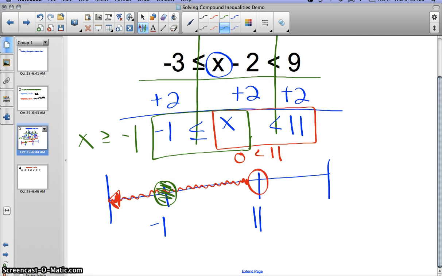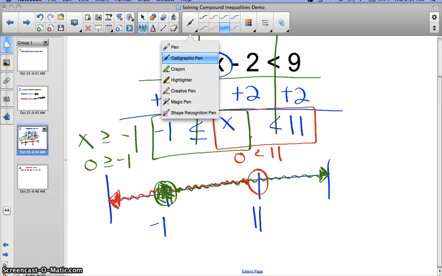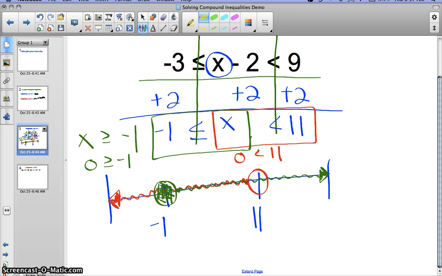Since it's greater than or equal to, we color this one in, and now we just plug in a number. Use my 0. Is 0 greater than or equal to negative 1? The answer is yes. So we're going towards 0. Because this is an "and," we have to satisfy both conditions. In order to do that, it has to be all the numbers in between. Because if it goes outside, we use a different color. So the yellow is in between.